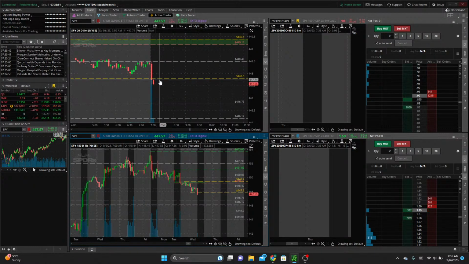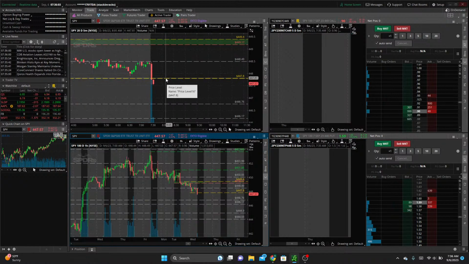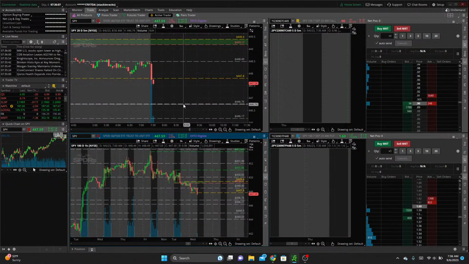So we kind of broke, I mean, we opened right below that level. If we come back up and retest this level and fail to recapture it, you could look for puts for continuation down as well.